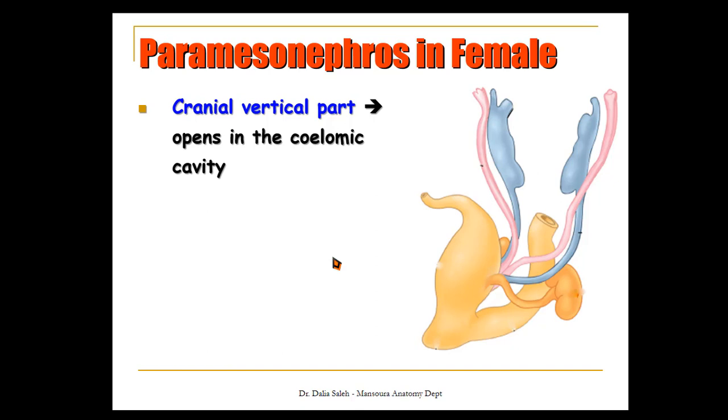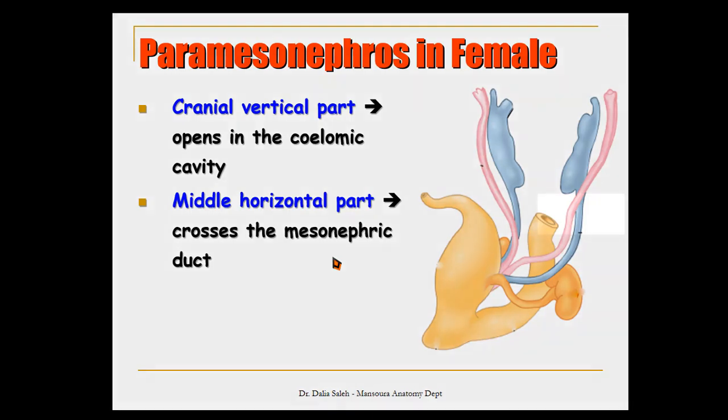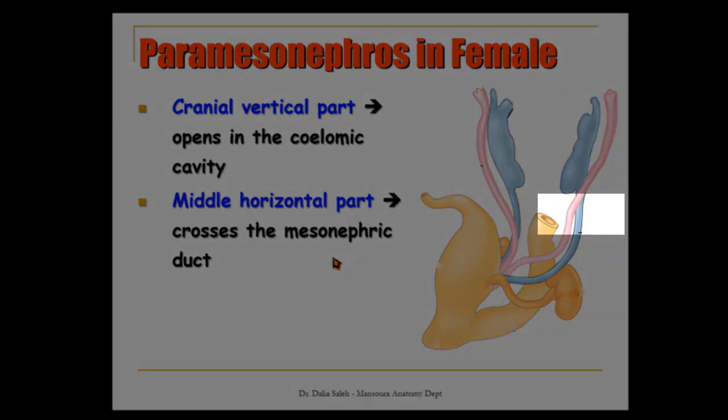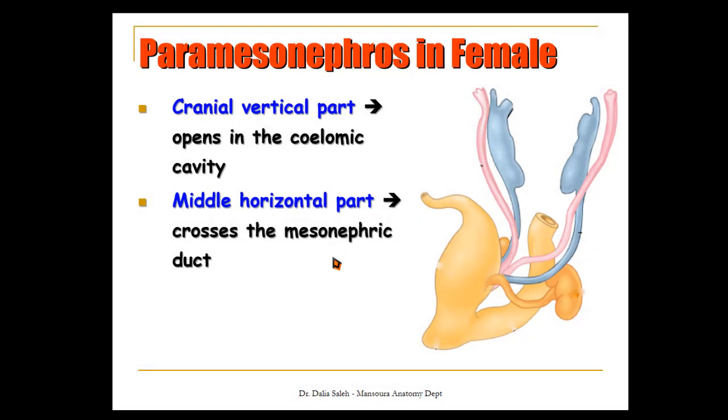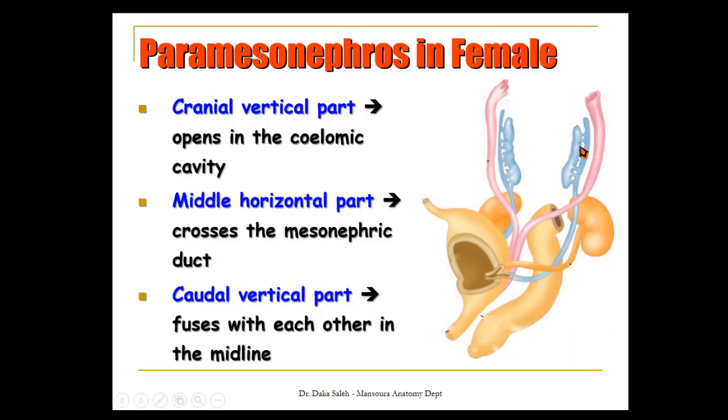What about the different parts of the paramesonephric duct? Its cranial vertical part opens into the coelomic cavity. Its middle horizontal part crosses the mesonephric duct ventrally, like I said, and their caudal vertical parts again fuse with each other in the midline, like this. We have the cranial vertical part, the middle horizontal part, and again the caudal vertical part, and these two caudal parts will fuse with each other in the midline.